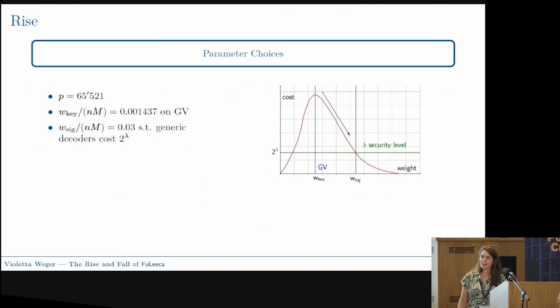Let's get to the rise of FuLeeca. I have to explain some parameter choices that we made. For example, why is this P that we chose so high? As I said, we put the weight of the key on the GV bound.